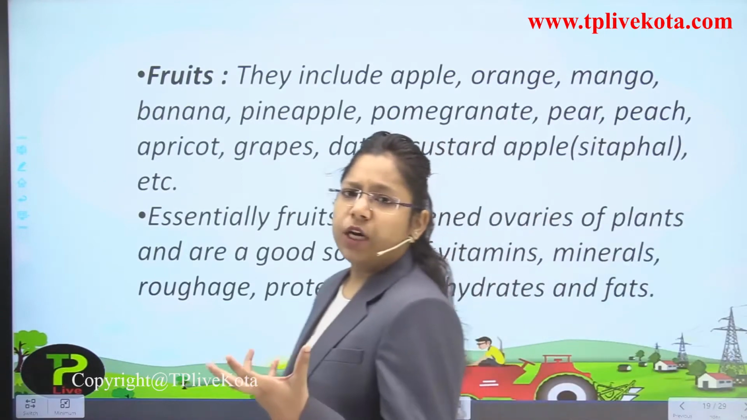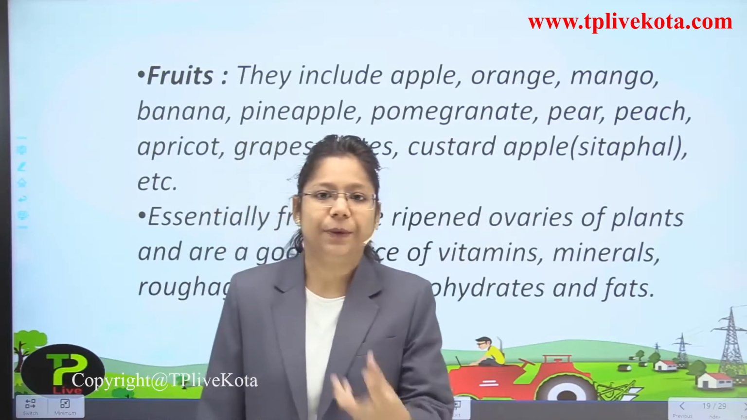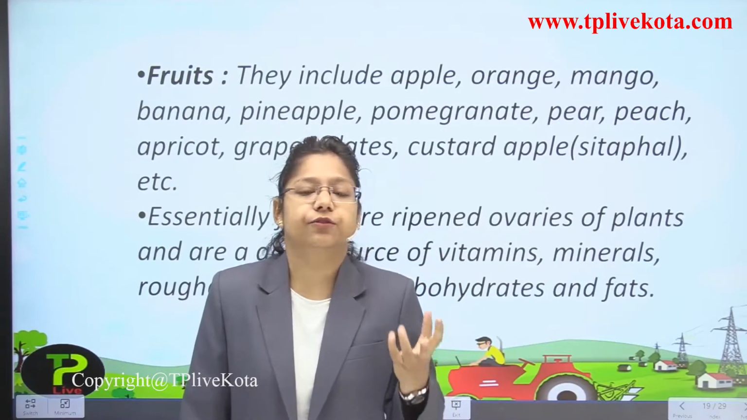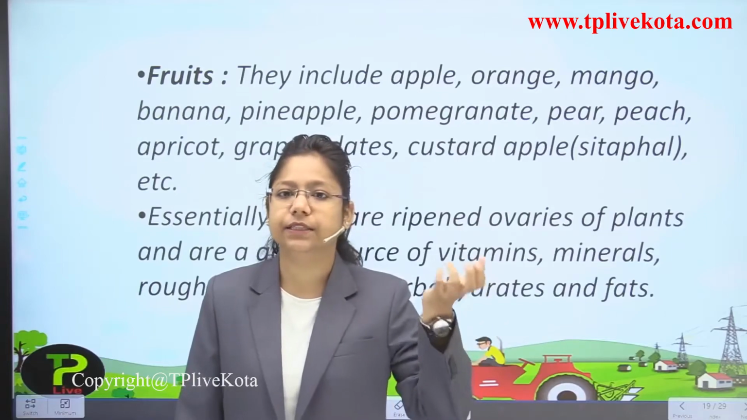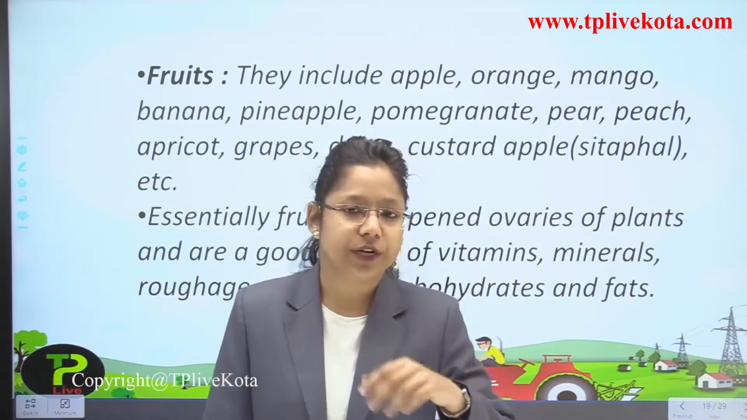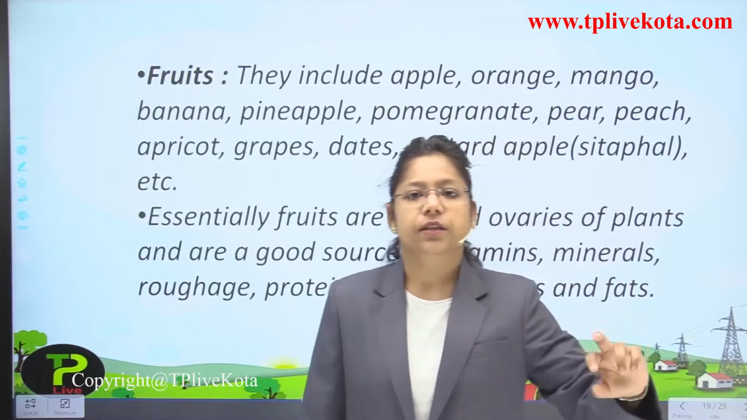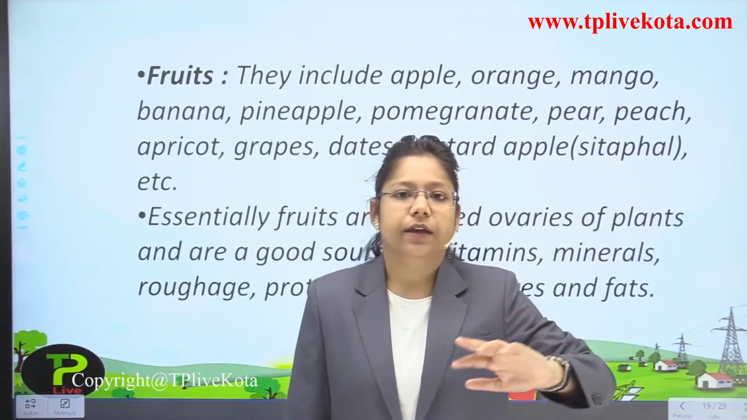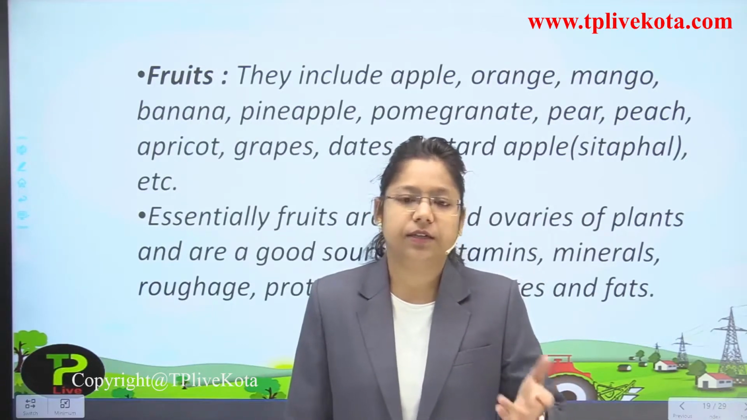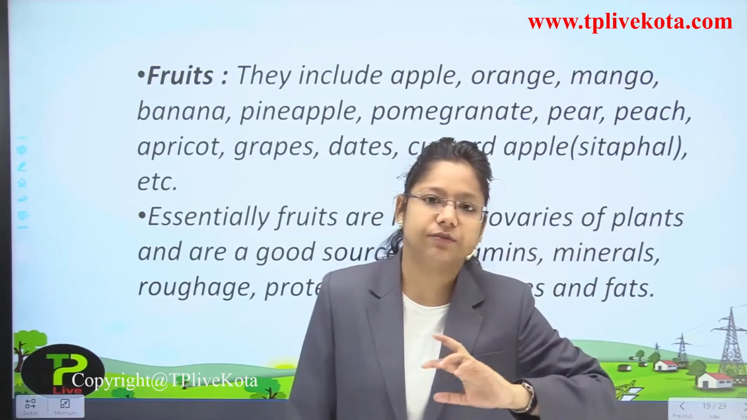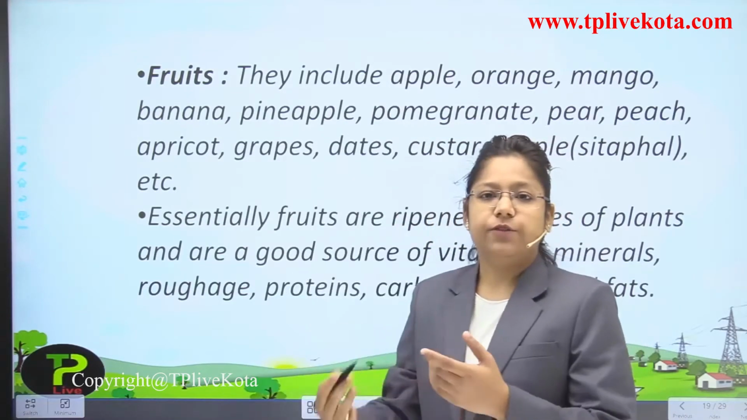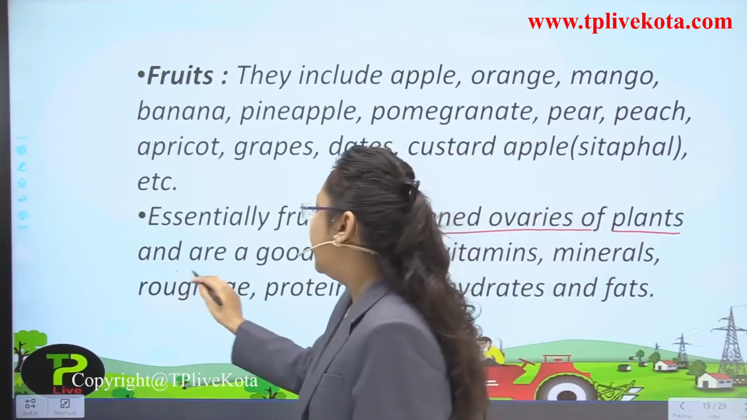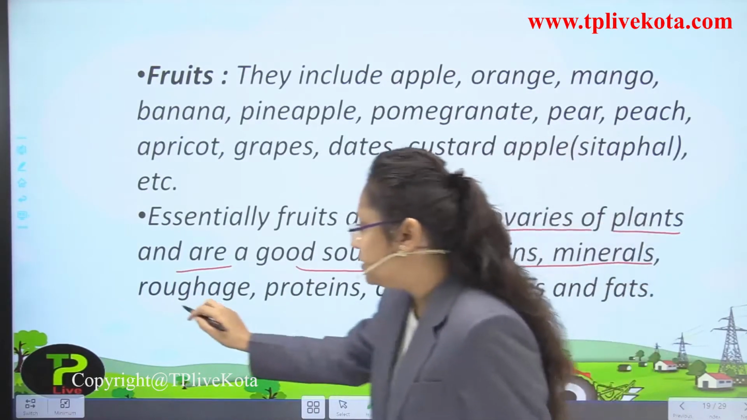Fruits. What are fruits? You should know this thing. The basic definition of a fruit: the ripened ovary is known as fruit. As you know, students, how is the fruit formed? Pollination occurs, the pollen transfers from the anther to the stigma. Then the fruit is formed inside the plant. What are fruits? They are the ripened ovaries. So it is also written over here: ripened ovaries of the plants, and a good source of vitamins, minerals, roughage.